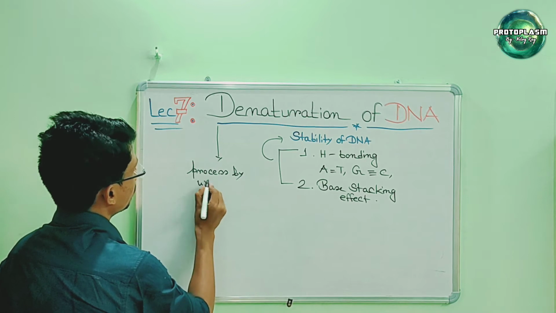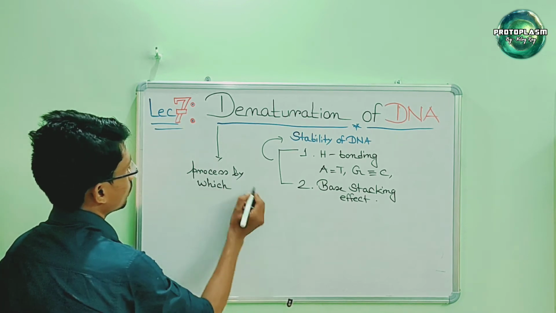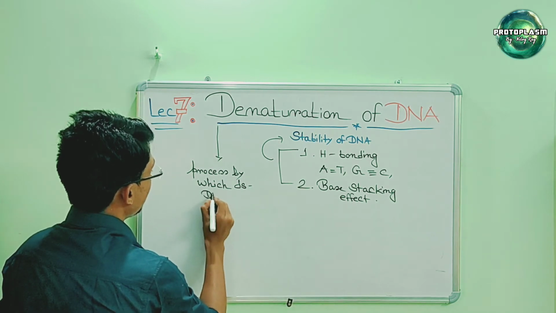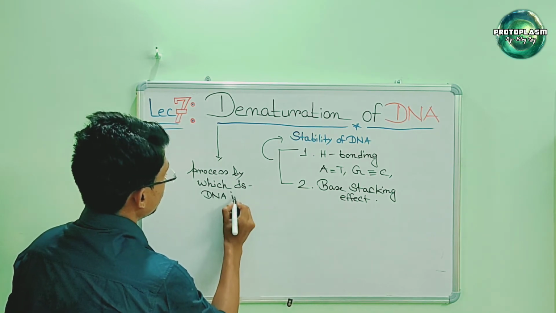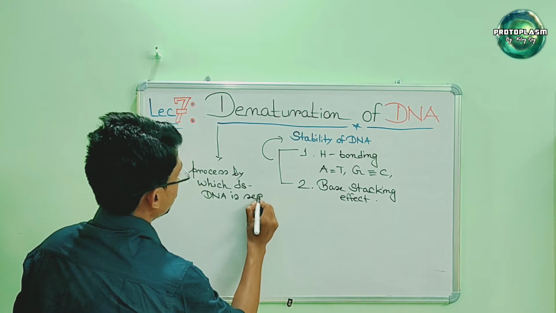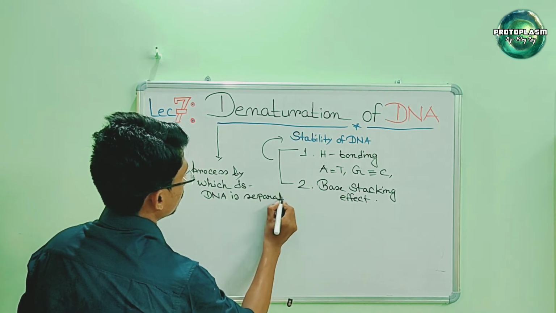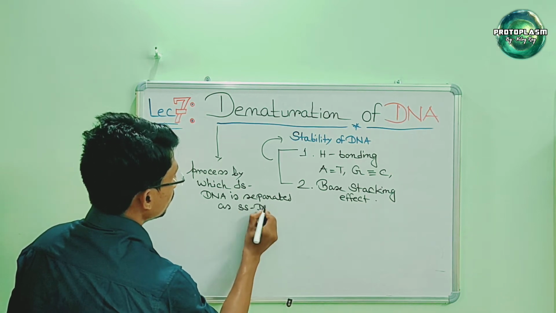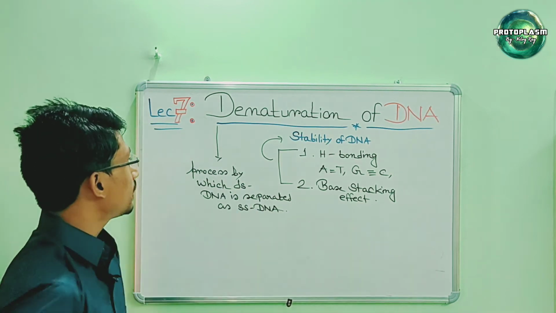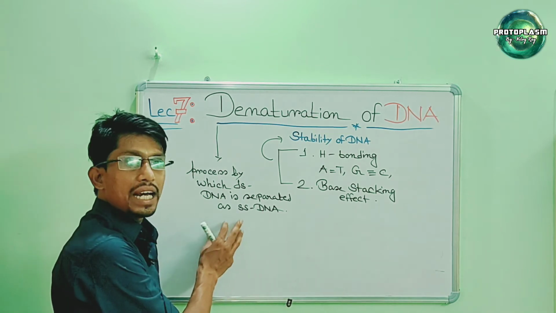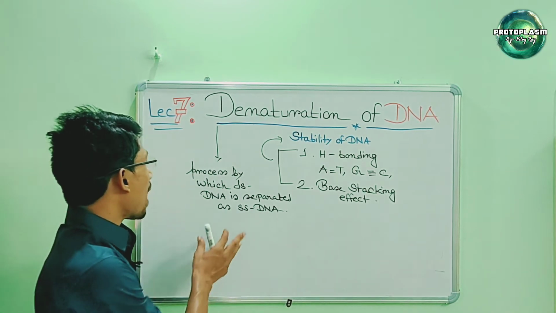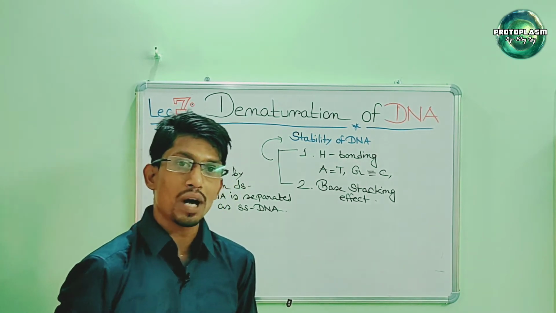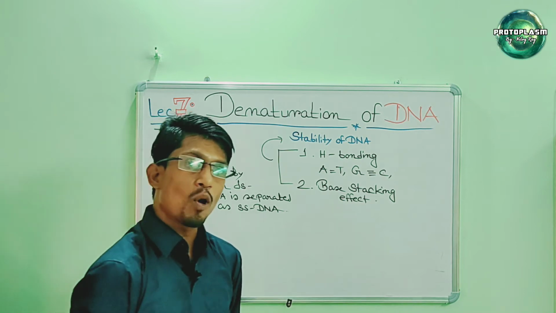by which double stranded DNA is separated as single stranded DNA. So the denaturation of DNA is a process by which a double stranded DNA molecule is separated to a single stranded molecule.